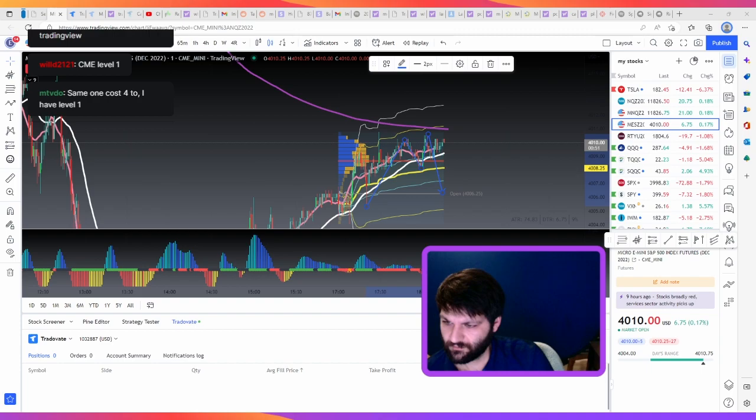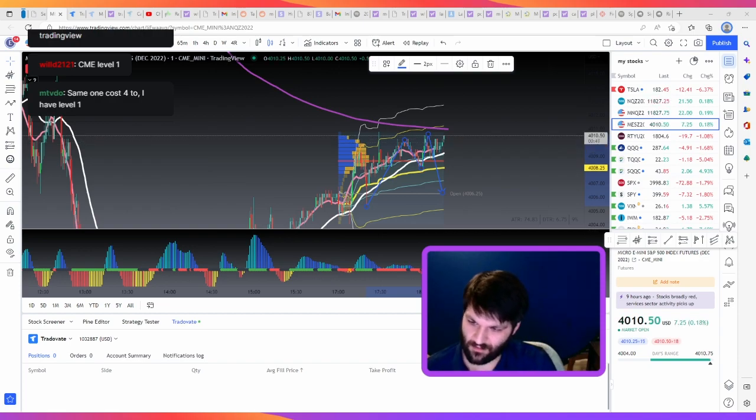Okay. So what data feed do I need on Trade08? Yeah, you just need the CME, and then on TradingView you need the CME as well.